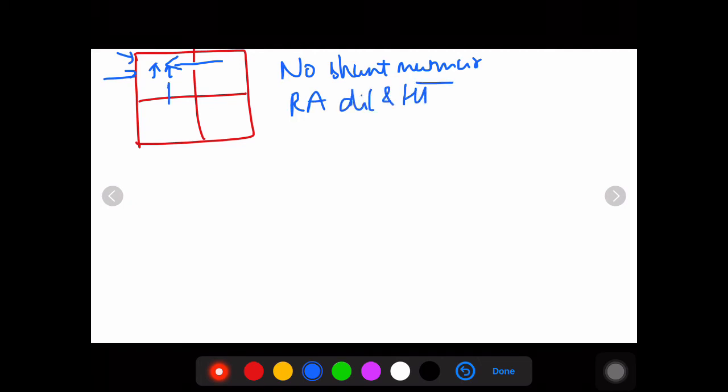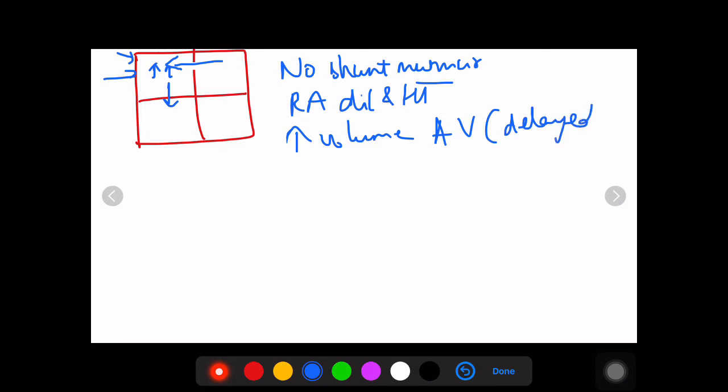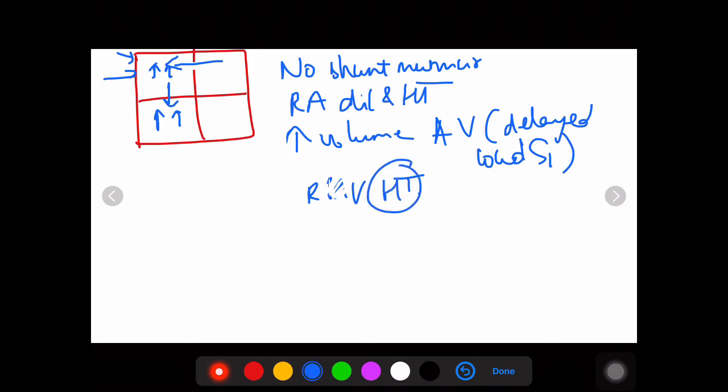Volume overload causes the right atrium to undergo dilatation and hypertrophy. And after that, the blood is going to go here. Because more volume goes here, more blood crosses the atrioventricular valve, so there's going to be a delayed and loud S1, all right? And because the volume which gets here is very high, there is a right ventricular hypertrophy as well. Right ventricles undergo hypertrophy as well.